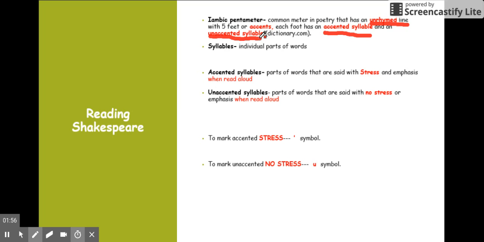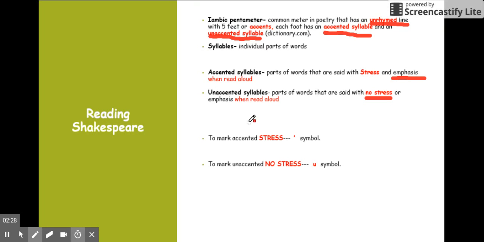Now, what's the difference? Well, with accented syllables, or accented parts of words, there is stress or emphasis in certain sounds of words when you read them aloud. With unaccented syllables, in parts of some words, there is no stress or emphasis when you read something aloud, meaning that it's a pretty dull sound and there's no upward sounding in your voice when you read it. I'll explain that in the next slide.